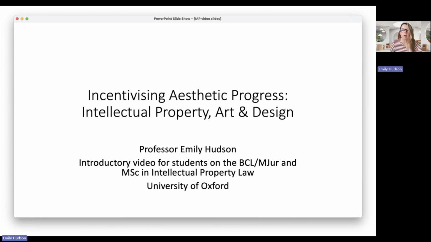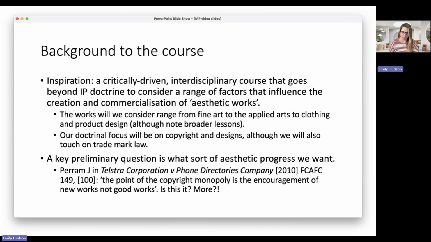So in this video, what I propose to do is to provide some background to the course and an overview of the syllabus, and then also cover a few matters in relation to the teaching pattern and the assessment. So let's start with the background of the course. And you may be asking yourself, Incentivizing Aesthetic Progress, what's all that about?